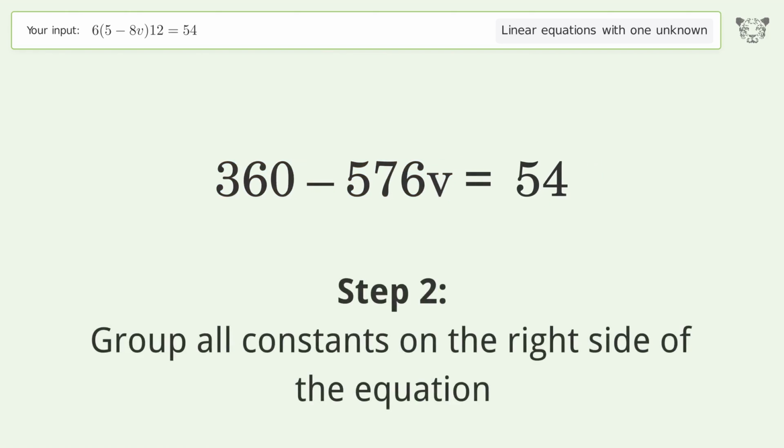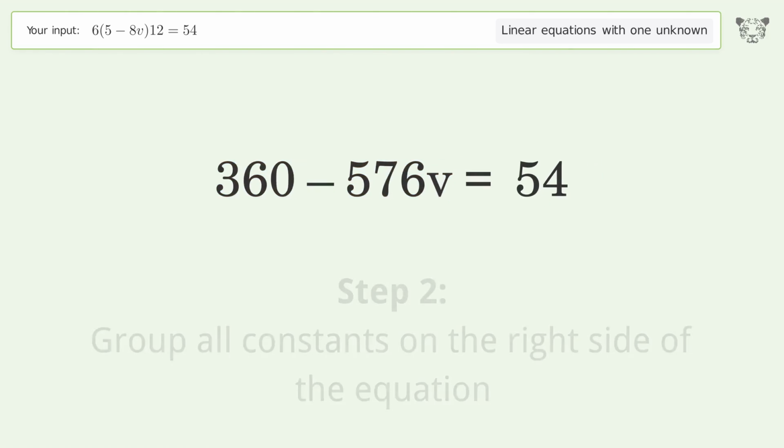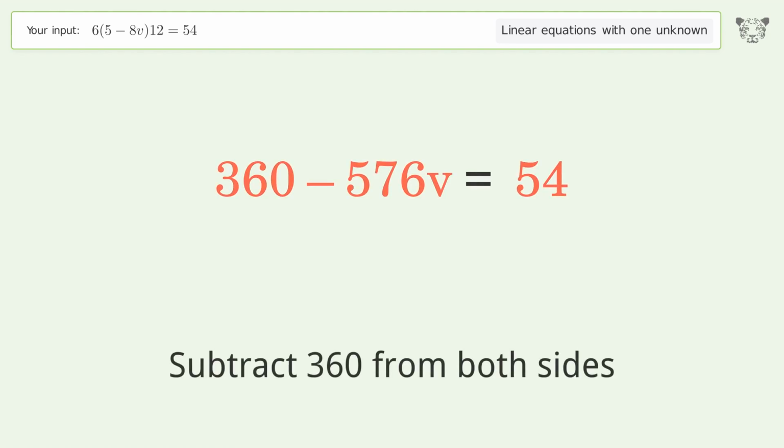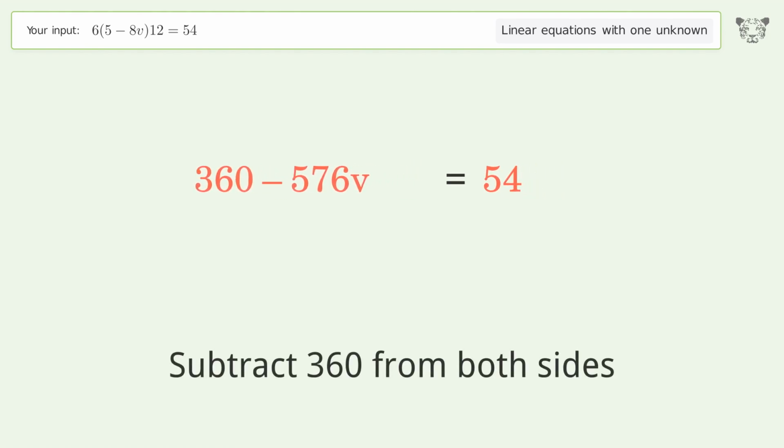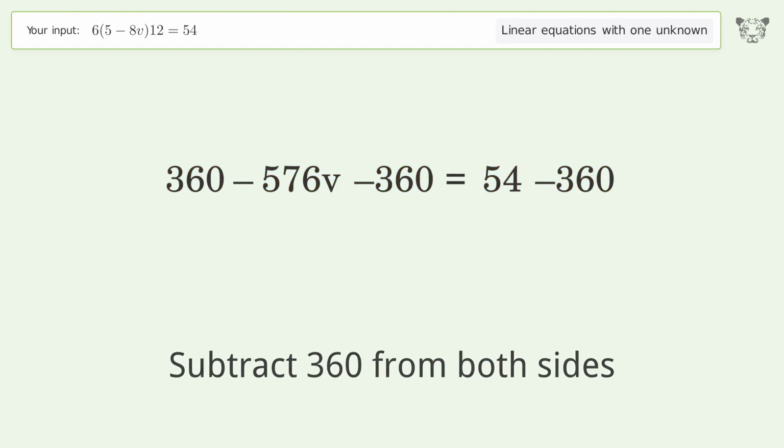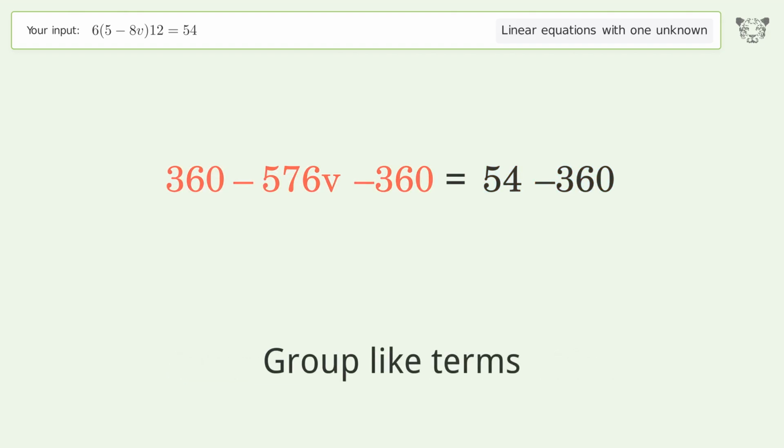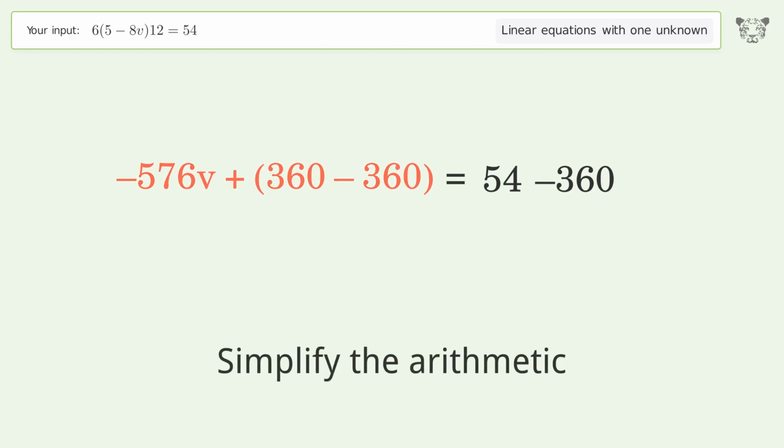Group all constants on the right side of the equation. Subtract 360 from both sides. Group like terms. Simplify the arithmetic.